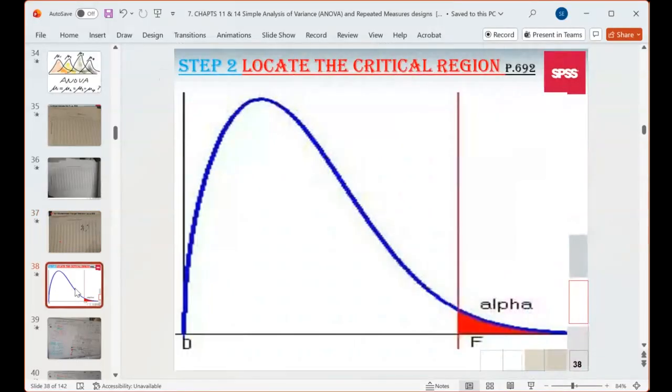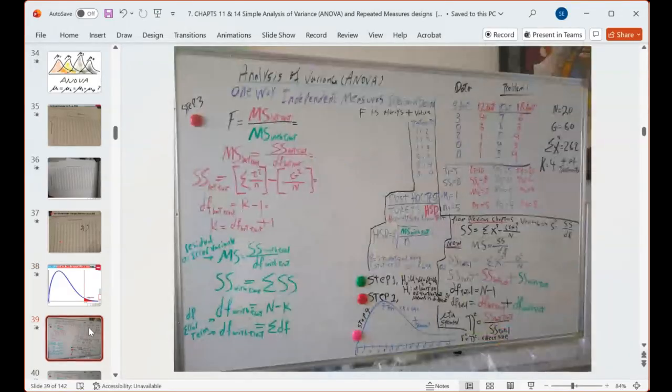So once again, in step 2, we need to know our critical region, where we start. As you can see, it's not a normal distribution, it's positively skewed. So that red will be the critical region. So let's find out what it is. What's the number that would be the cut point? This is the formula we just talked about.